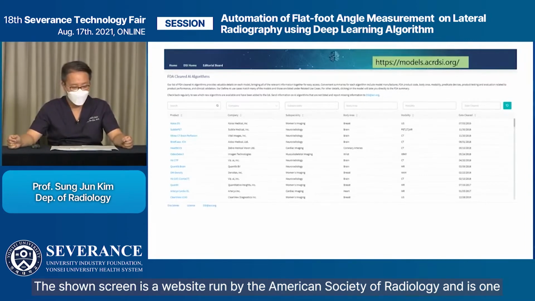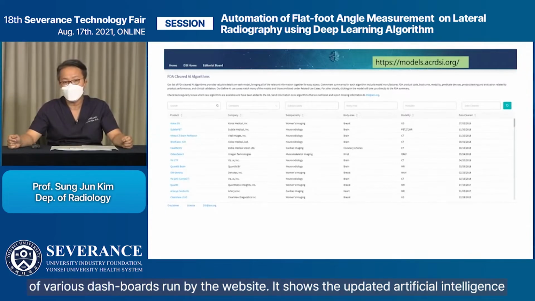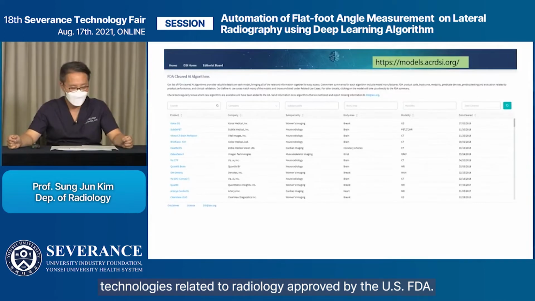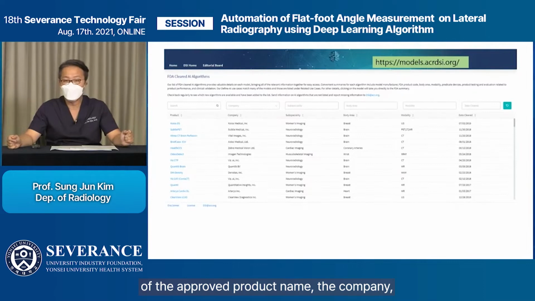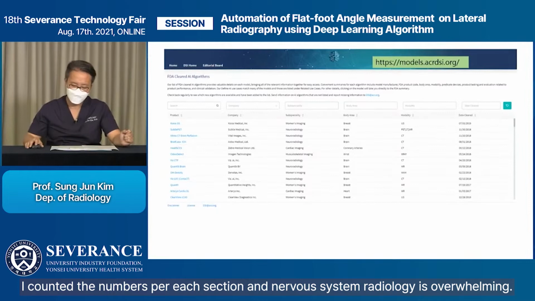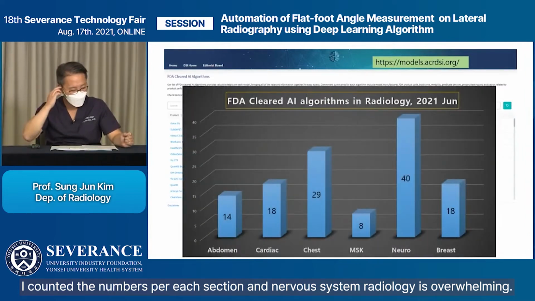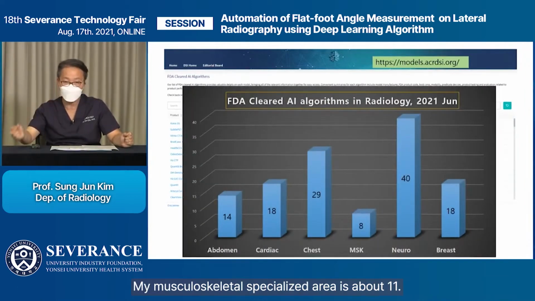The screen shown is a website run by the American Society of Radiology, one of various dashboards run by the website. It shows the updated artificial intelligence technologies related to radiology approved by the US FDA. This was captured by me about 2 months ago, and you can see the classification of the approved product name, the company, what subspecialty is covered, and what modality is targeted. I counted the numbers per section, and nervous system radiology is overwhelming. My musculoskeletal specialized area is about 11.